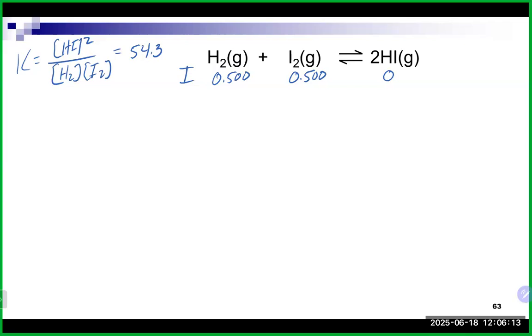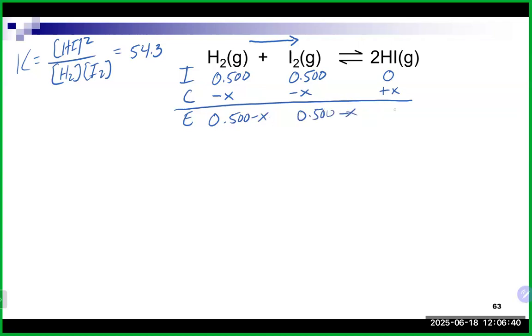Here we're going to do our change. Because we really had no products, we can assume that what's going to happen at the beginning is the forward direction. So this puts our minuses and pluses on the side we're used to: minus x and plus x. This then gets us to equilibrium: 0.5 minus x, 0.5 minus x, and x. Any question on the table here?